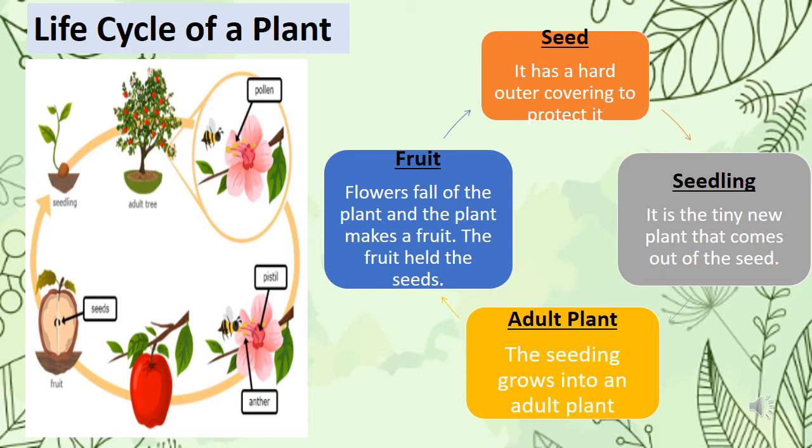Some plants reproduce by dropping seeds that are carried away by different methods, such as weather, animals, or insects, and this is the start of the pollination. When the flowers fall on the plants and the plants make a fruit, the fruit holds the seeds, and the cycle of the plants begins from the fruits.